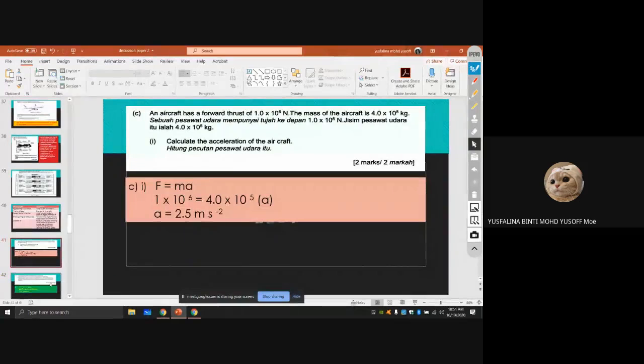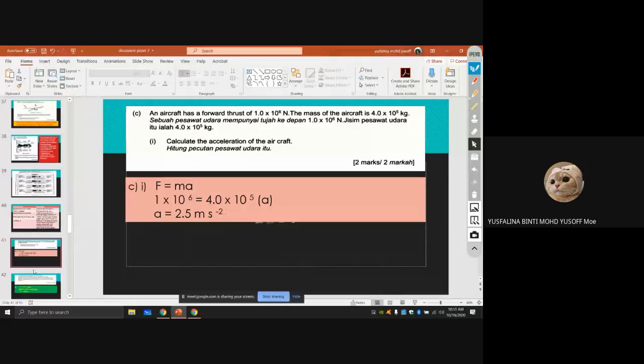The next one is the calculation. The aircraft has a forward thrust of 1 times 10 power of 6, and the mass of the aircraft is 4 times 10 power of 5. Calculate the acceleration. For this one you simply use F equals ma. F is the forward thrust, 1 times 10 power of 6, and the mass is 4 times 10 power of 5. Then you just divide, so you get a equals 2.5 m s negative 2.